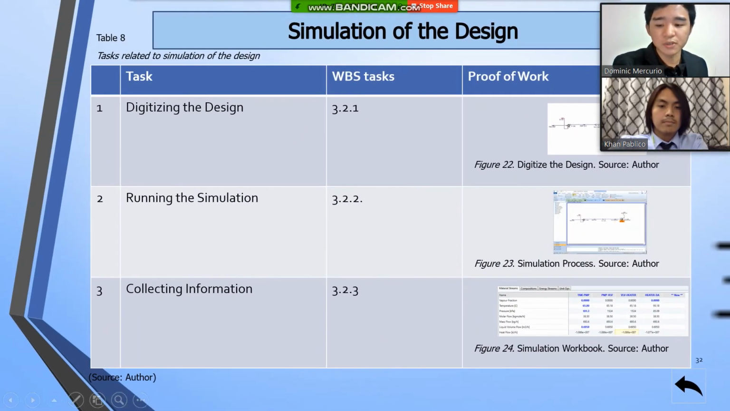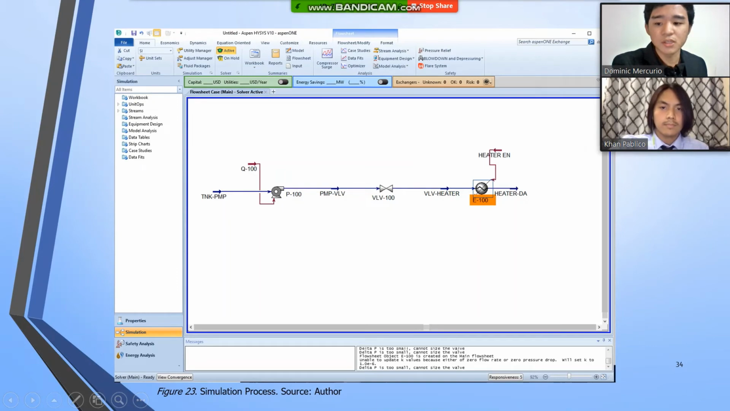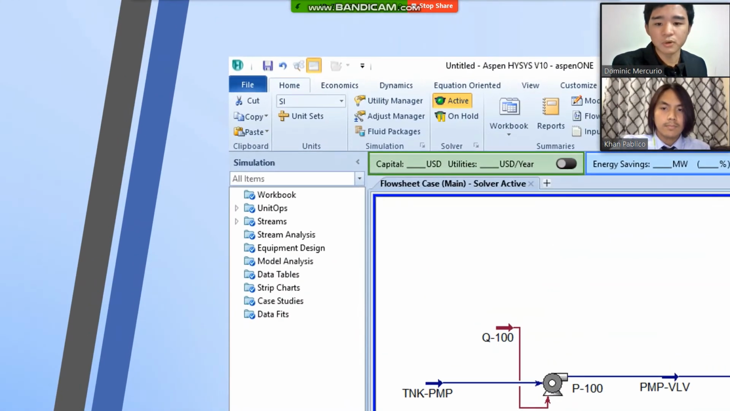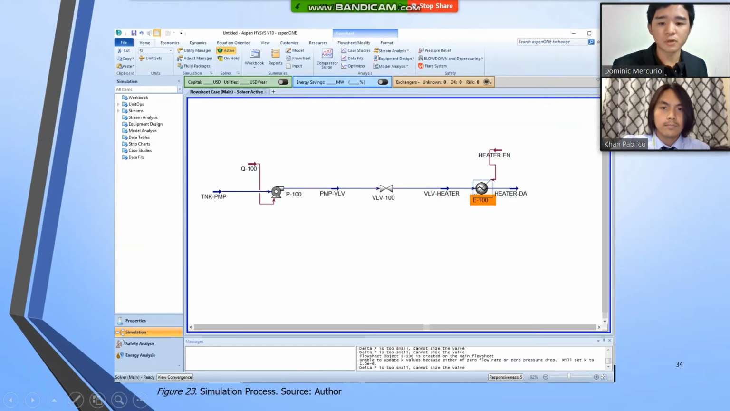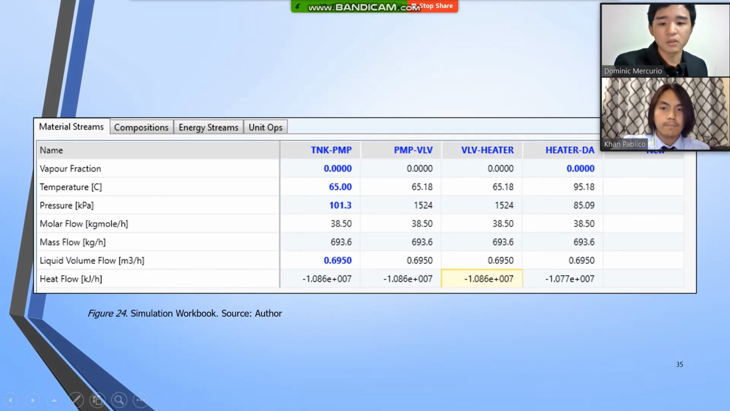The third one is to collect information from the simulation. If you go back to this, you can see that there is an option for workbook. This workbook is going to show this, and the blue lines represent values that we obtained from running the boiler, and the black text are products of the simulation.